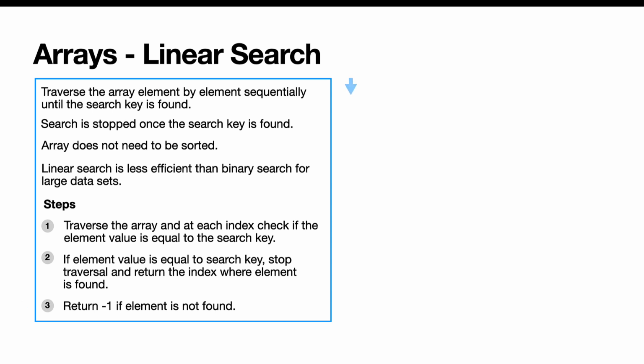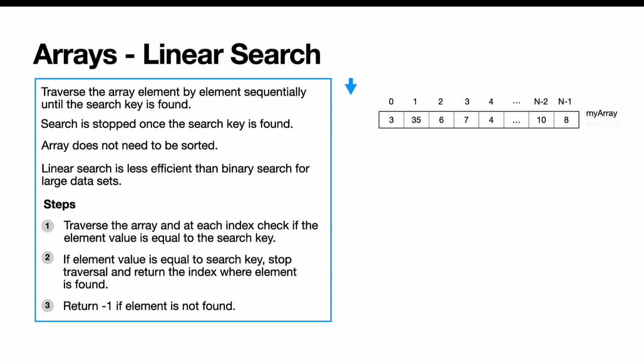Let's look at a visual of the linear search algorithm. We have an array of length n. The index of the first element is 0, and the index of the last element is n-1. Let's refer to this array as myArray, and it is of length n. Let's say the search key is 7. That is, we want to check if the array contains an element with value 7. So we traverse the array starting from index 0 and check if the element value at each index equals 7.